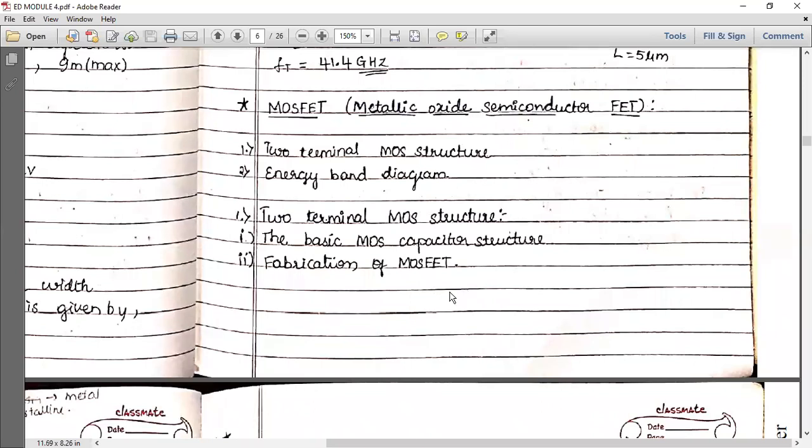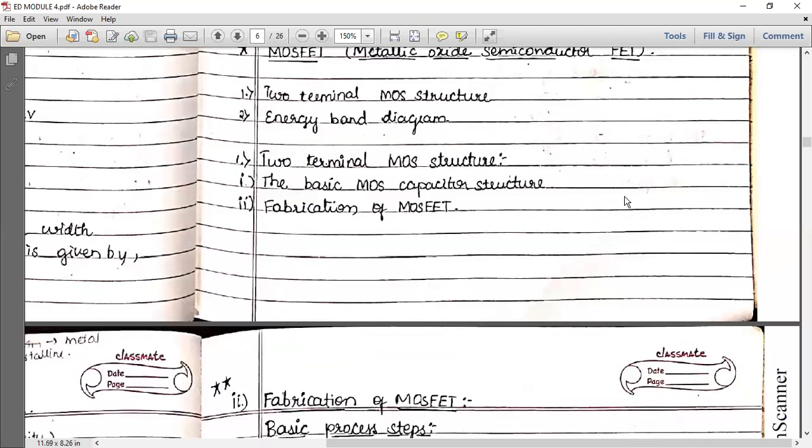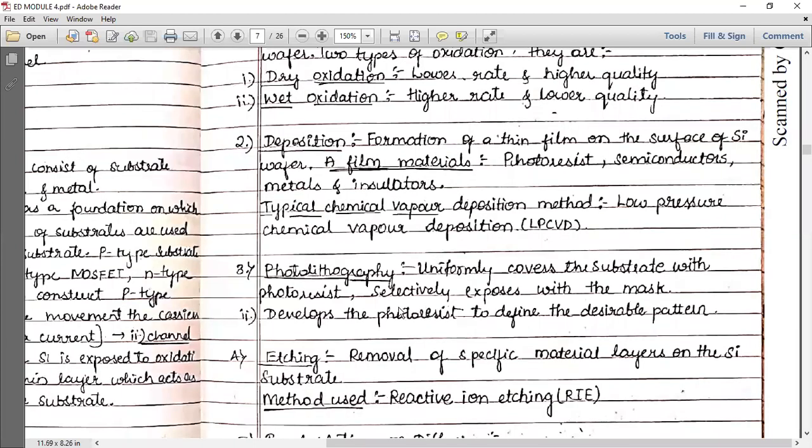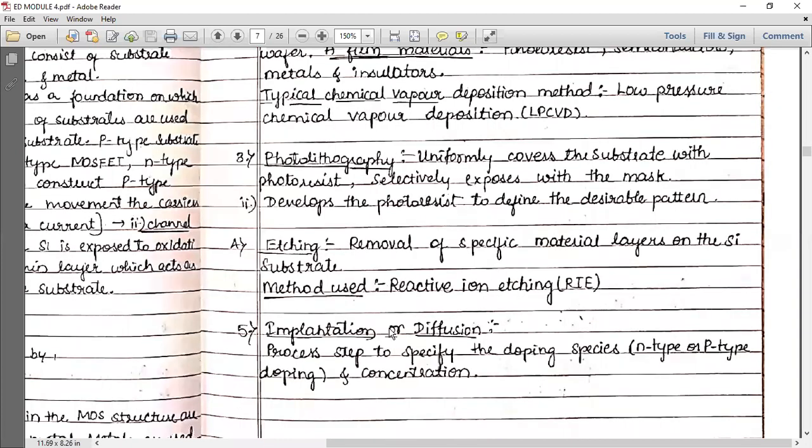Another important thing here. The next topic is the fabrication of MOSFET, and this we already discussed while discussing the fabrication of BJT. There we discussed oxidation, then deposition, photolithography, etching, and implantation or diffusion.